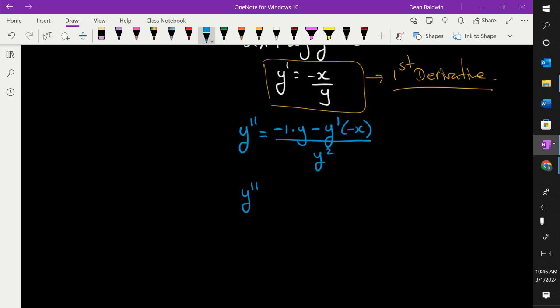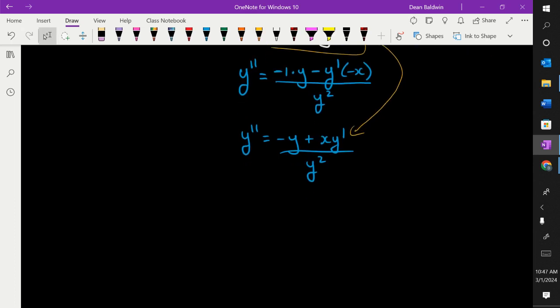Let's just clean up these negatives for a sec here. So I'm going to get y double prime is equal to negative y, those two become positive, x y prime over y squared. Okay. What's wrong with the way this is right now? You've got a y prime and a second derivative in the same equation. We don't want that. But what do we know? What's y prime? It's that. So we can sub this in for y prime. So that gets subbed in right there.